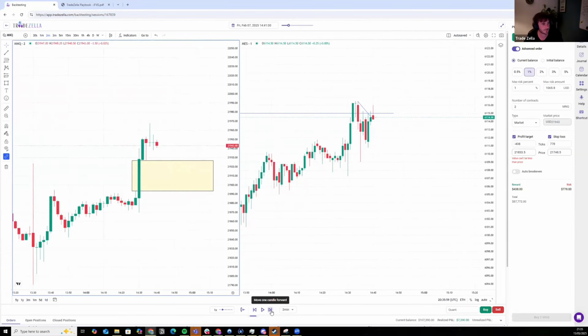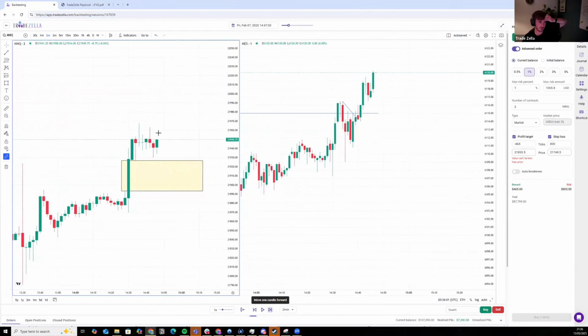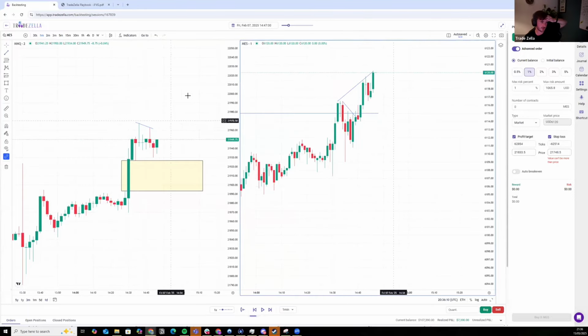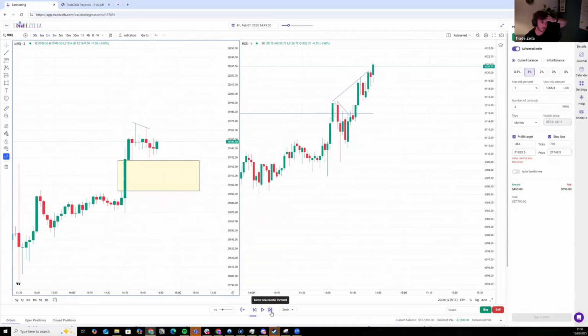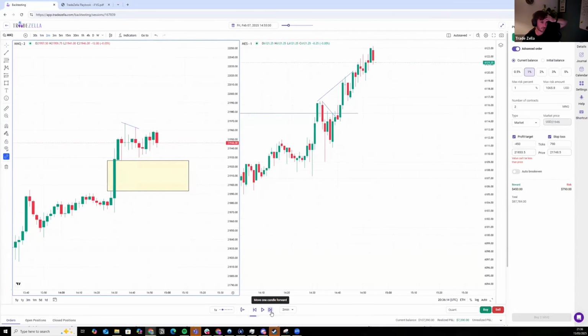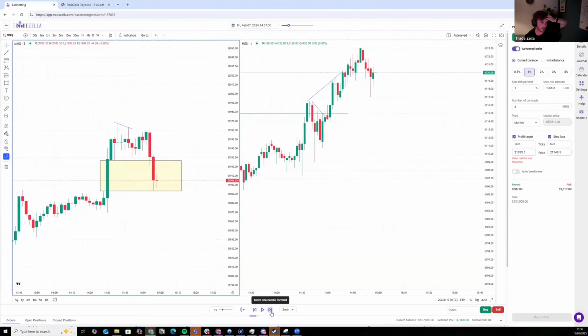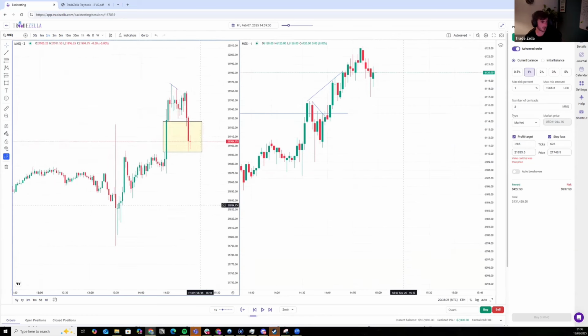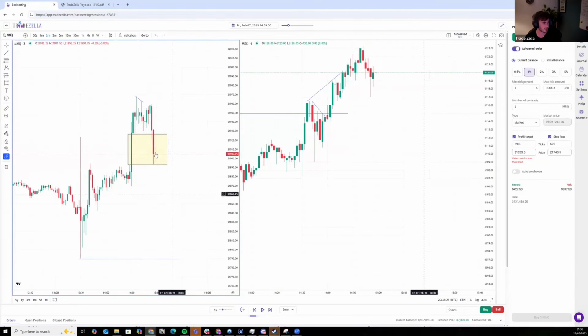So let's see. Another SMT formed here. All right, 2 minute. ES making higher highs. NQ making lower lows. Okay. So do we get through that? So our target here would be the lows. So let's wait and see if a candle can close below through this.